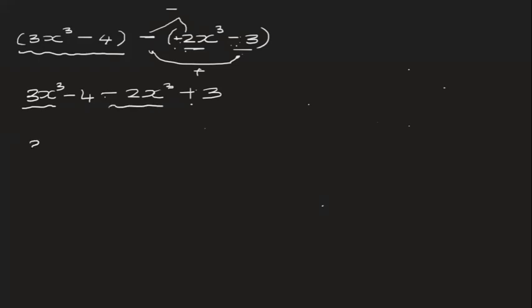So we're going to have 3x cubed, take away 2x cubed, minus 4, add 3. 3 minus 2 equals x cubed. Negative 4 plus 3 is going to be minus 1, and this is our answer.